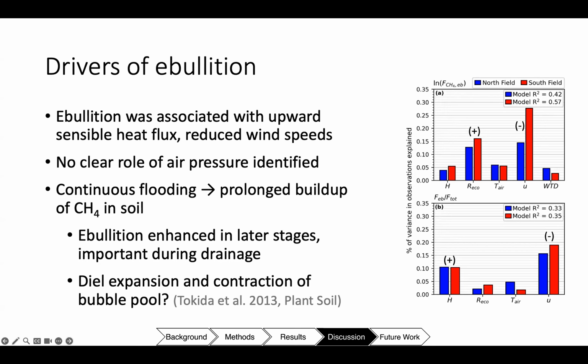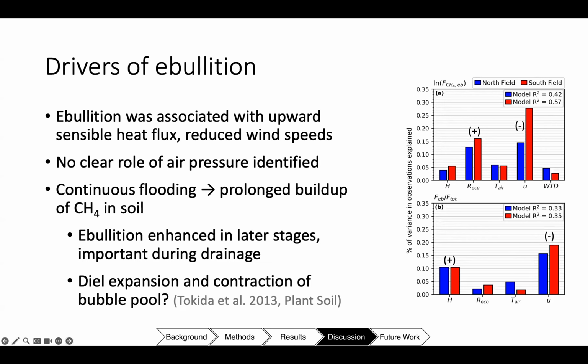And we found that ebullition was associated with upward sensible heat flux, so some movement in that direction due to the buoyancy flux, and then also reduced wind speed. So lower wind speeds probably are shutting off some of the plant-mediated transport or diffusion and increasing the rate of bubbling. We did not find, to our surprise, a clear role of air pressure.